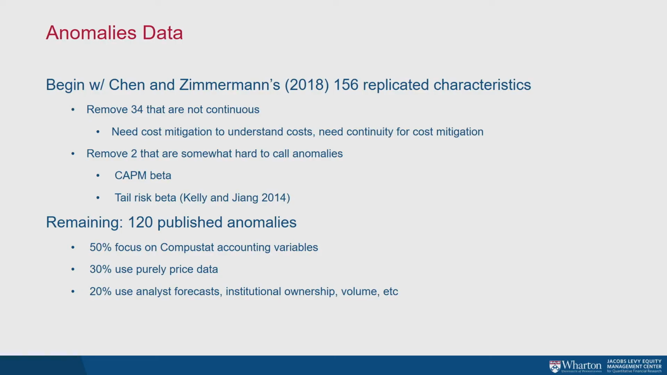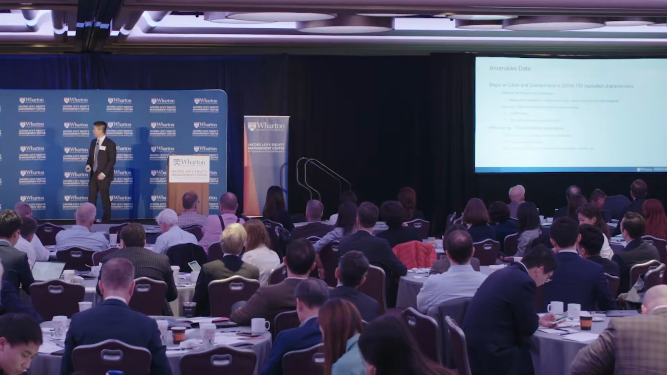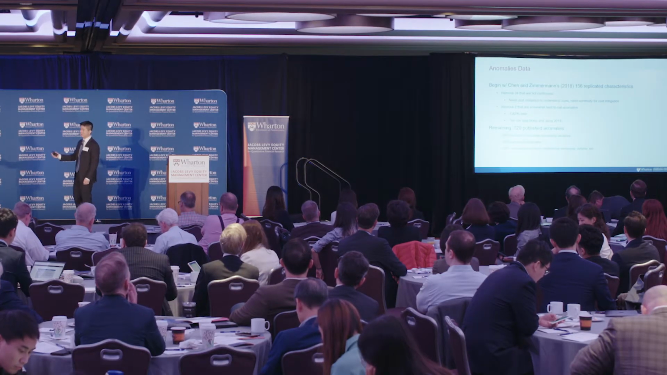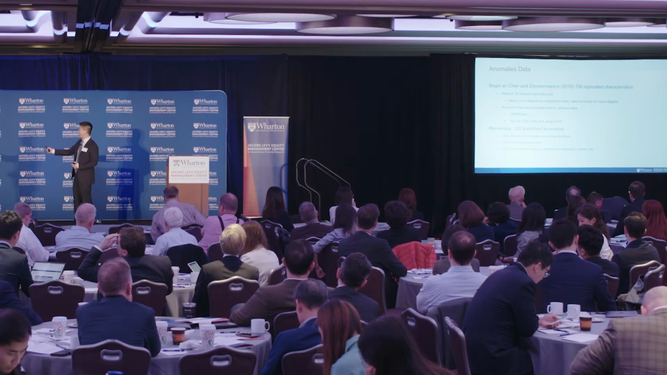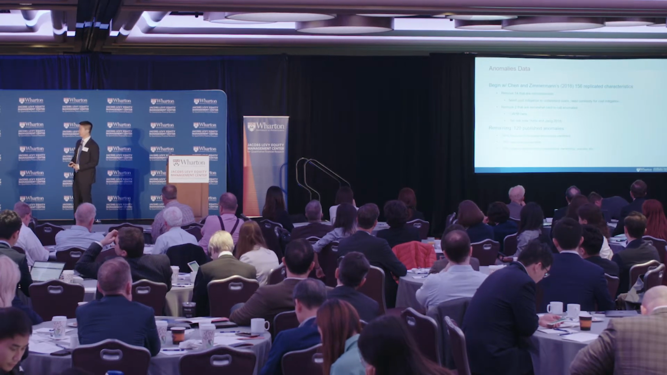To give you a preview of what that looks like, 50% focus on Compustat accounting variables, following on the Ball and Brown legacy. 30% use purely price data, which includes option market data. And 20% looks small, but that's still 24 anomalies, and they use a variety of data from analyst forecasts to volume.